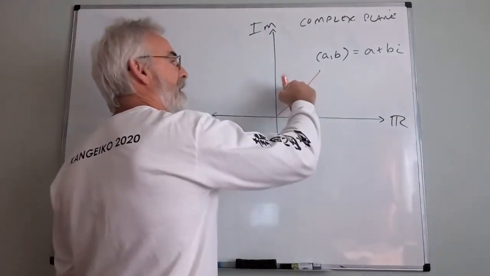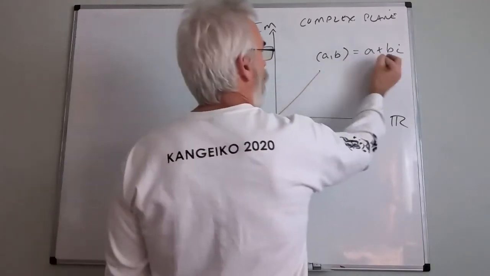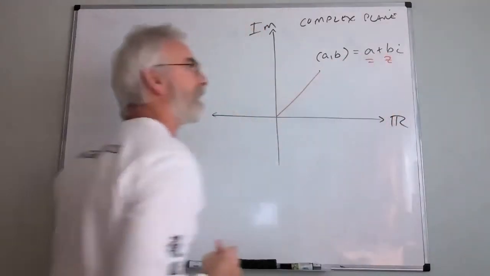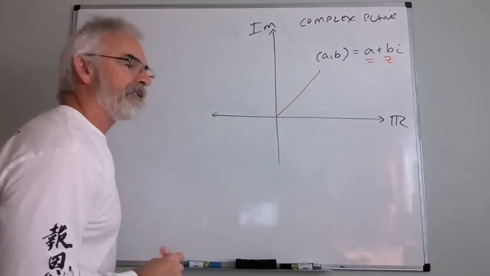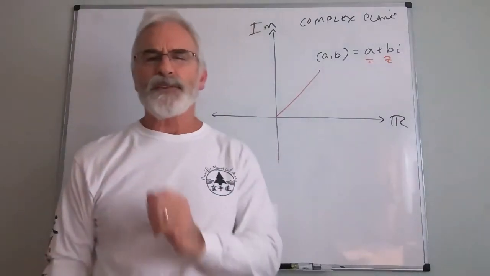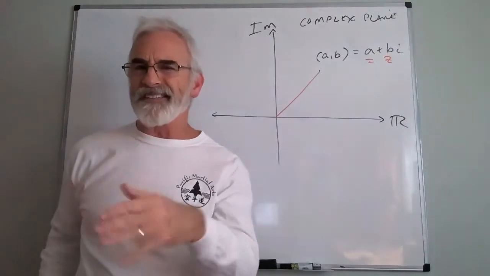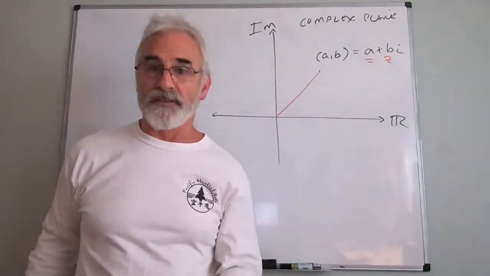I want this distance right here. Let's call this Z. I want distance. Now, when asked for distance, first of all, we all agree distance has to be non-negative. And distance could be 0.